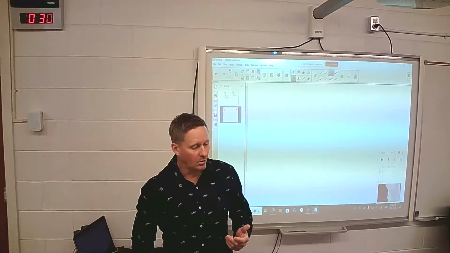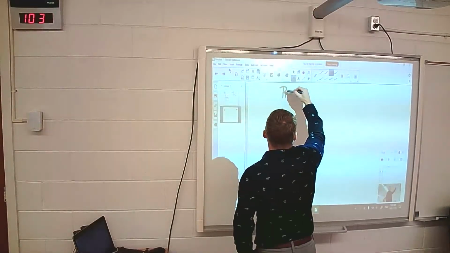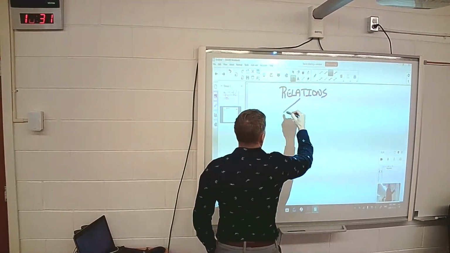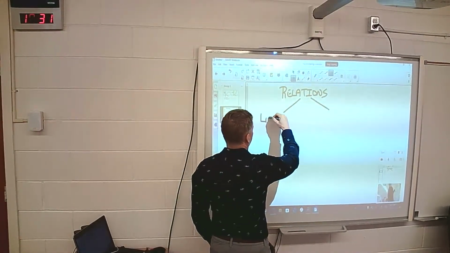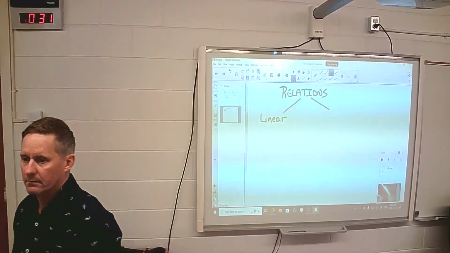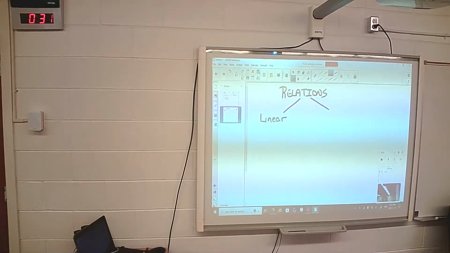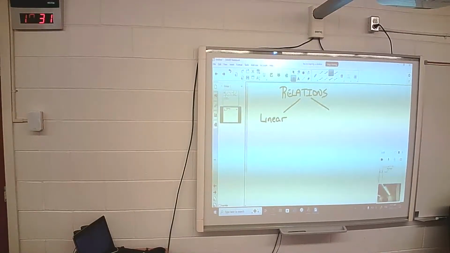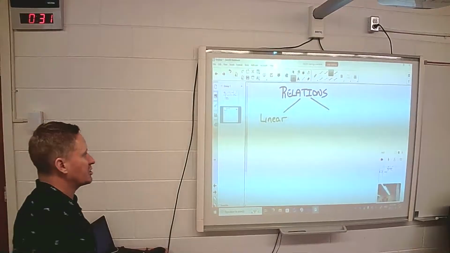All right, so a relation can be one of two things. You don't have to write this down, but we want to understand. There are two types of relations that we are going to study. The first and the primary one we're going to study in this class is linear relation. What does that mean? What does linear mean, actually? It's a line, a straight line. Okay, so that's going to be a straight line one.